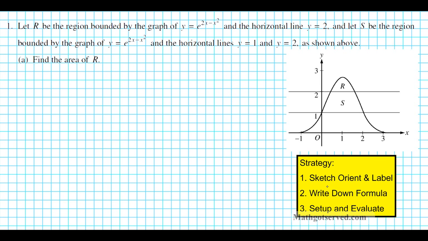So this is a strategy I'm going to be using for all the problems. I'm going to first of all make a sketch. I'm going to orient my slicer radius, and then I'll label the functions and points of intersection, okay? And then I'm going to write down the formula that we are using, and then set up and evaluate. Now, let's take a look at the A part.